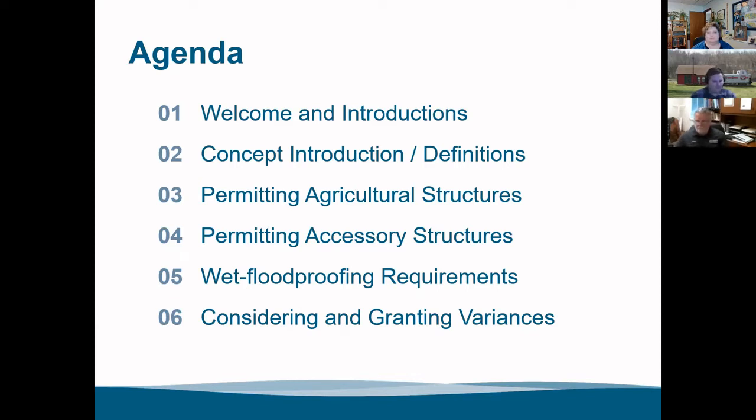Then we'll talk about wet floodproofing requirements. This is kind of the biggest part of all of this new guidance, that agricultural and accessory structures in their own ways are allowed to be wet floodproofed. So we're going to be talking about wet floodproofing requirements for those and how to apply that. And lastly, another large part of this guidance is considering and granting variances. We'll touch on it a few times, but we'll really dive into it at the end.